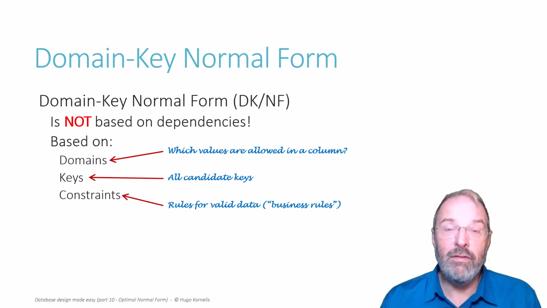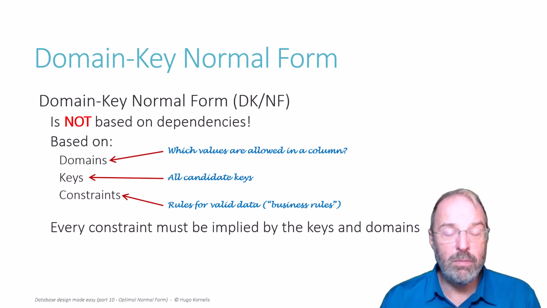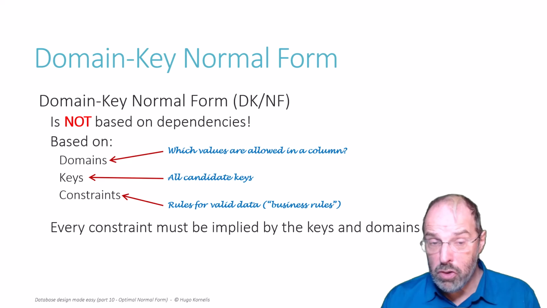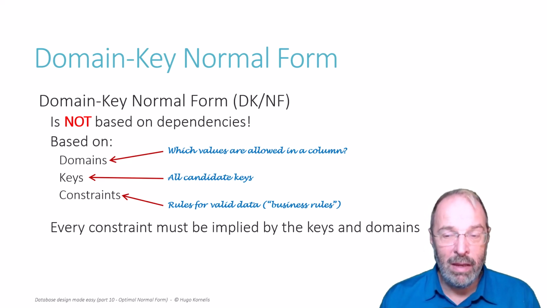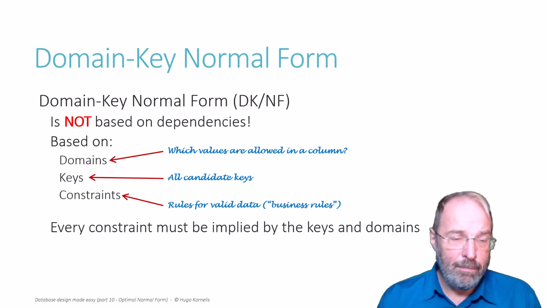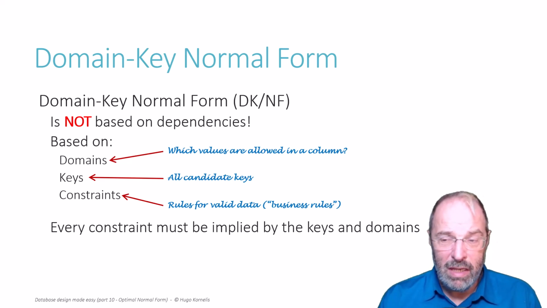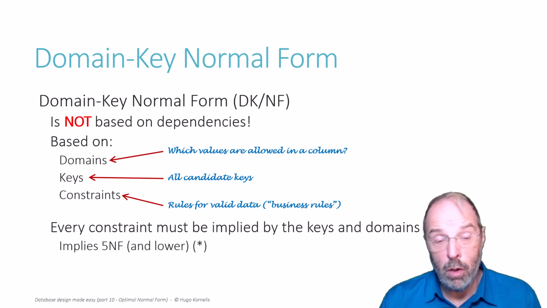Now, with these definitions out of the way, the formal definition for domain key normal form is that every constraint must be implied by the keys and the domains. And this is also a normal form that doesn't look at just a single table. We have to look at the entire schema completely. Now, according to academic research, if a design is in domain key normal form, then it has to be in fifth normal form, and of course also all the lower normal forms.